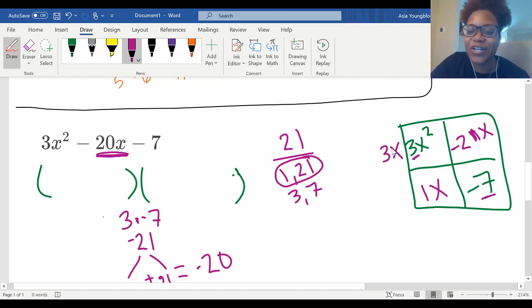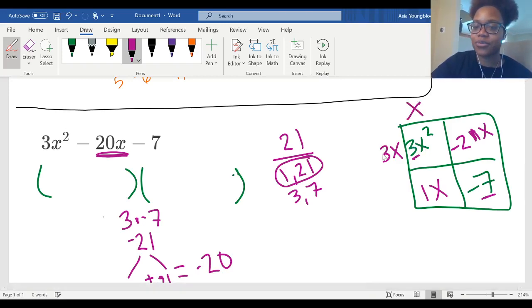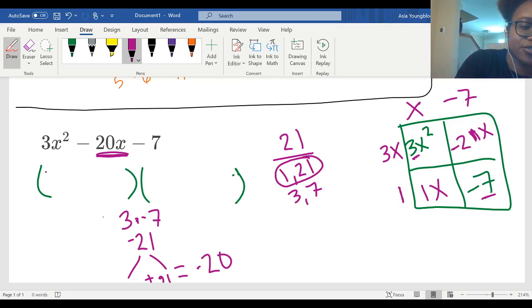factor. So if this is 3x, 3x times x is x squared. 3x times negative 7 is negative 21x. X times 1 is 1x. And to check our last one, we can do 1 times negative 7 does equal negative 7. So our factors for this expression are going to be 3x plus 1 and x minus 7.